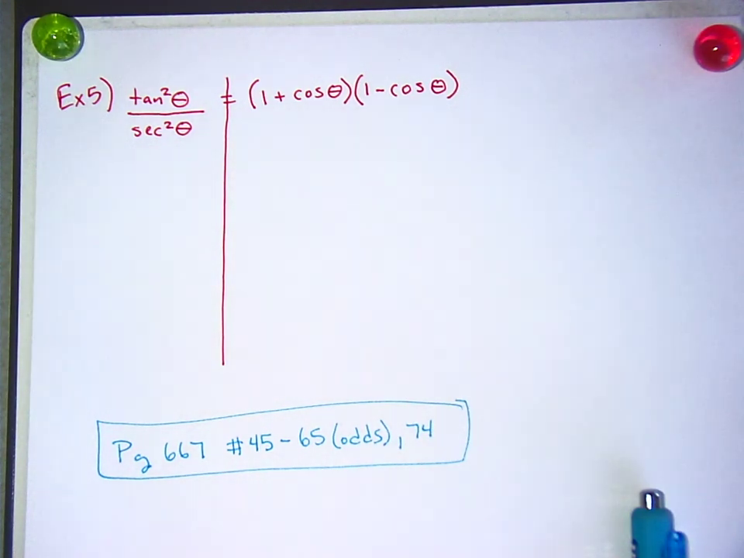Negative x times negative x is positive. Negative times negative is positive.